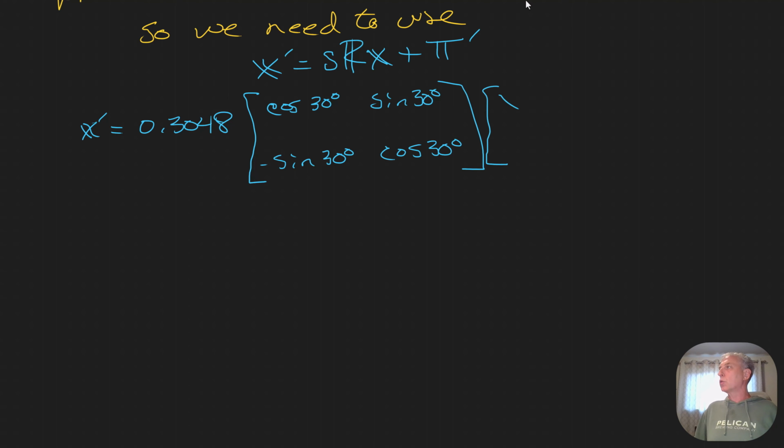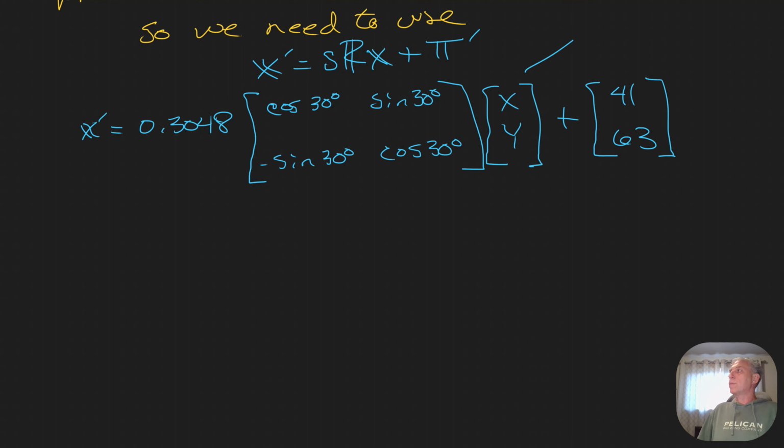Times some original coordinates. We haven't decided what we're going to transform yet. Plus tx prime and ty prime. But we were given those, weren't we? So let's just fill those in. 41 and 63. Cool. So the only thing we have to fill in are our coordinates. So we'll do that for several sets of coordinates.